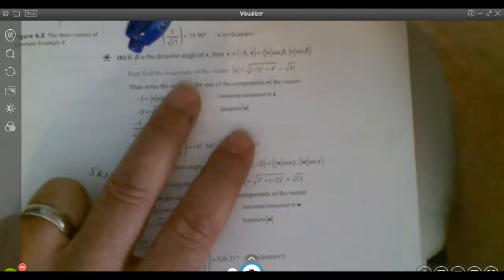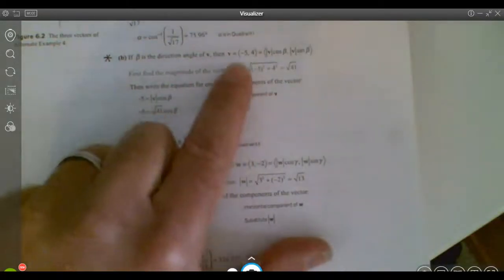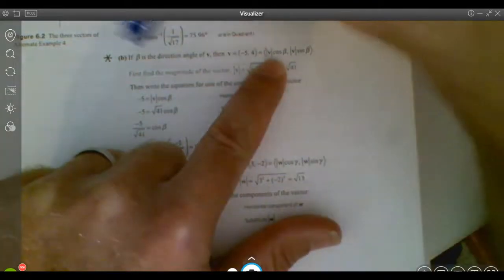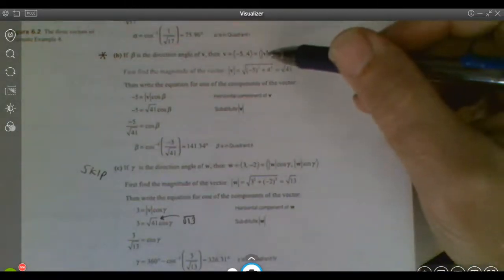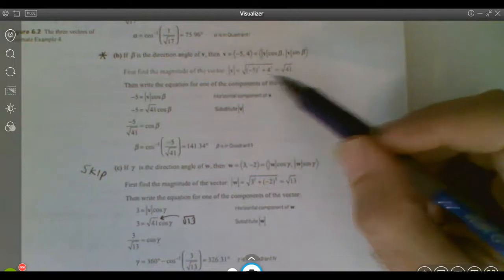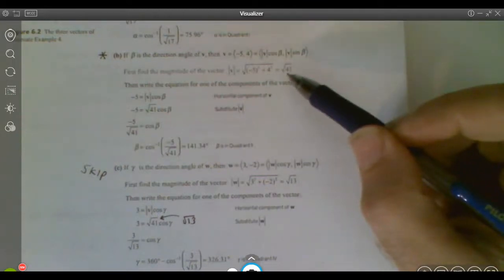So again, same formula. They set -5 equal to the magnitude times cosine of beta, and they set the 4 equal to magnitude times sine of beta. So first thing that we got to do is figure out what's our magnitude. So what goes into this slot right here? And that's where you're doing your square root of a squared plus b squared. And we get rad 41.